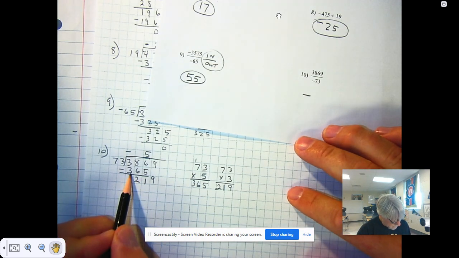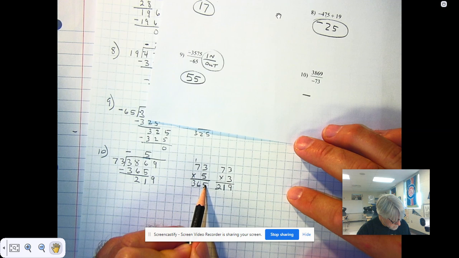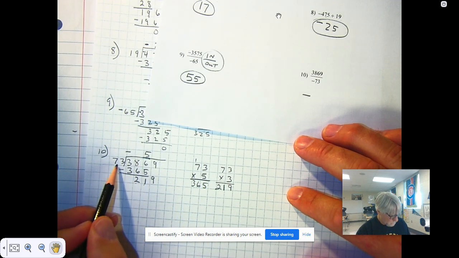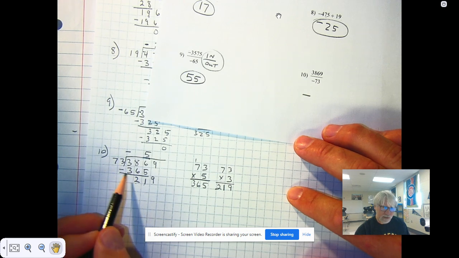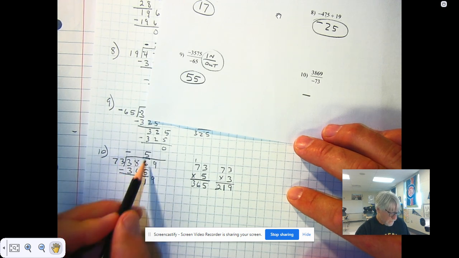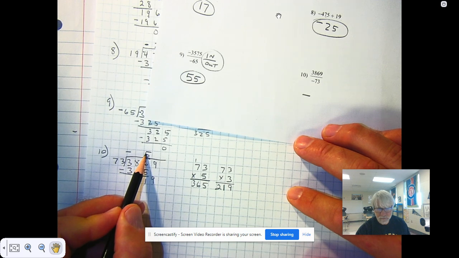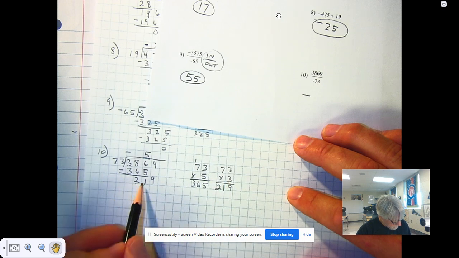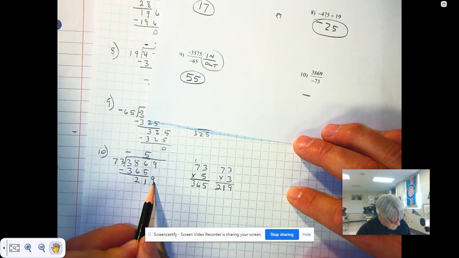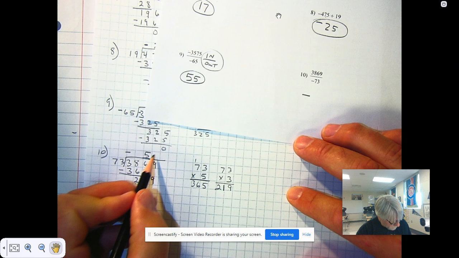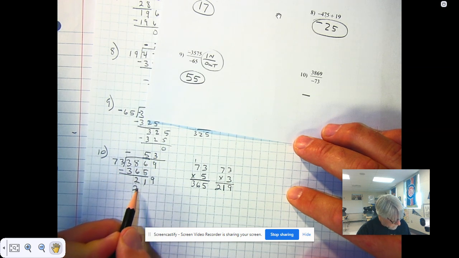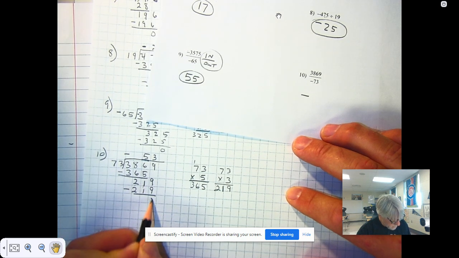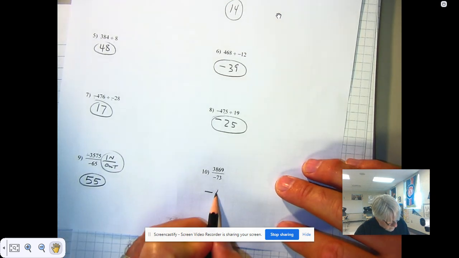Okay, so I tried 5, like I suggested, and it was 365. So when I subtracted and I had 21, I knew that was big enough. If I would have subtracted and had something more than 73, I know my 5 would not have been big enough. So I would have needed to try something else. So I tried 5, it worked, subtracted, brought down the 9. Over here, I did a little scratch work, and I found out that 73 times 3 is 219, so nothing remaining, and my quotient is negative 53.